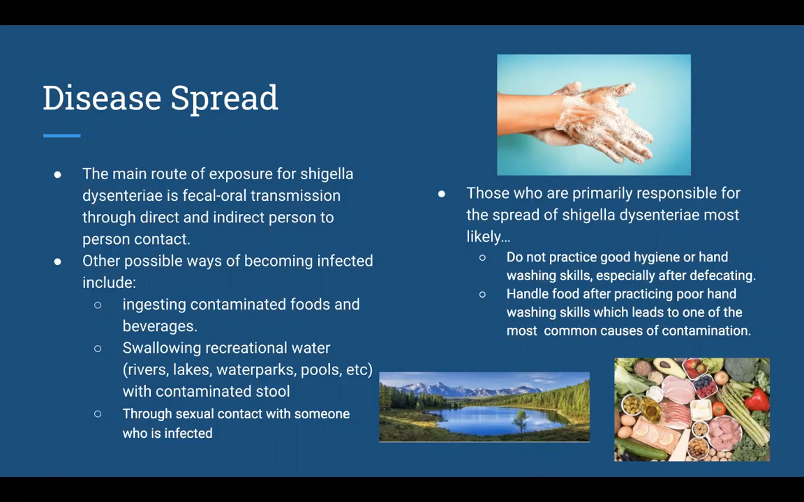Shigella is seen most commonly in developing nations such as South Africa and Brazil. There are 165 million cases worldwide per year and 450,000 cases in the US per year. The most important takeaway from this slide is emphasizing the importance of practicing good hygiene and washing your hands often.